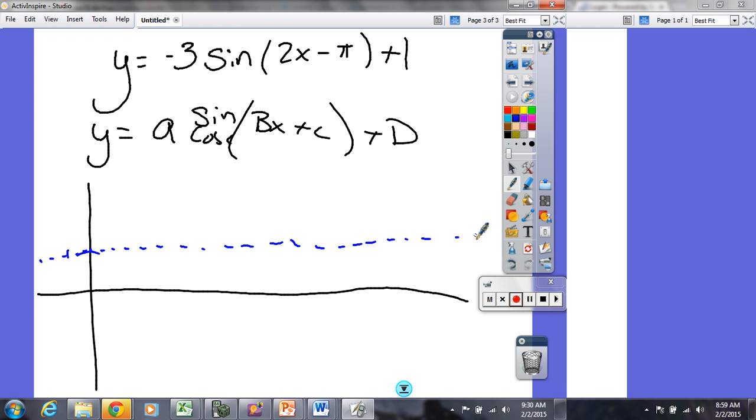Then, after I do my midline, I use my amplitude. So, remember, amplitude. What was our definition of amplitude? Distance away from the midline. What is our distance away from the midline?